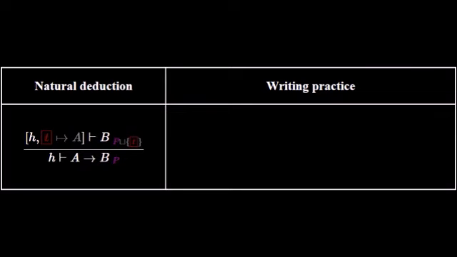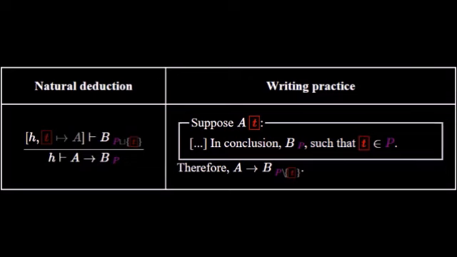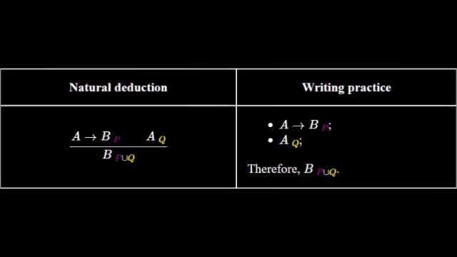In a more natural language setting, this will yield something like this. Suppose A, give it tag T. And within this subproof, at some point say, in conclusion, B with index set P such that T itself is in P, so that ensures that deriving B actually used hypothesis tagged T. Therefore, if A then B with index set P minus the T singleton, given we're discharging this hypothesis.